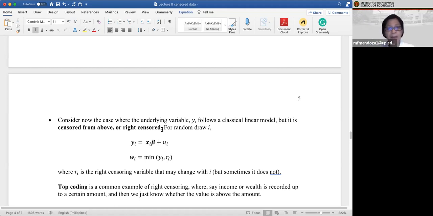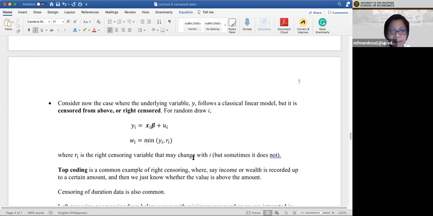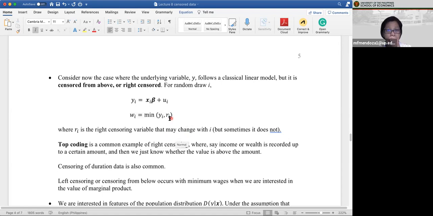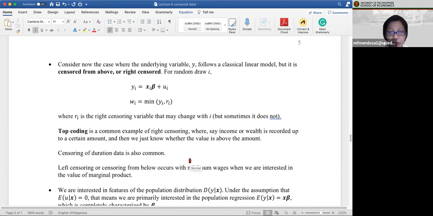But it is censored from above, or right censored. So what we observe is W sub i, which is the minimum of y sub i or r sub i. So r sub i is the right censoring variable that may change with i, but sometimes it does not. It might be the same for all cross-section units, or it can vary across units, but then you have to specify it in your data set. Top coding is a common example of right censoring where, say, income or wealth is recorded up to a certain amount, and then we just know whether the value is above the amount.